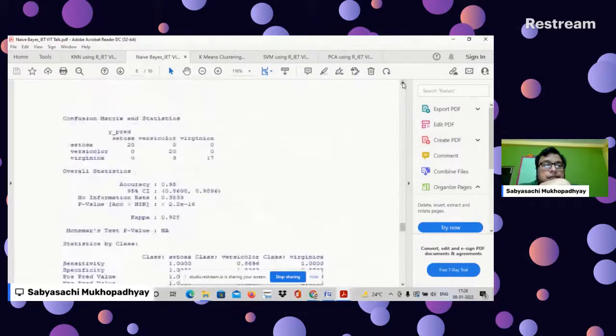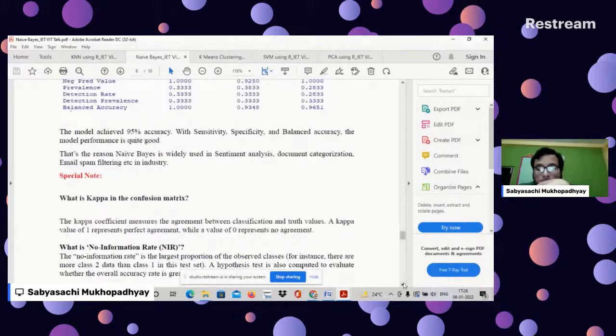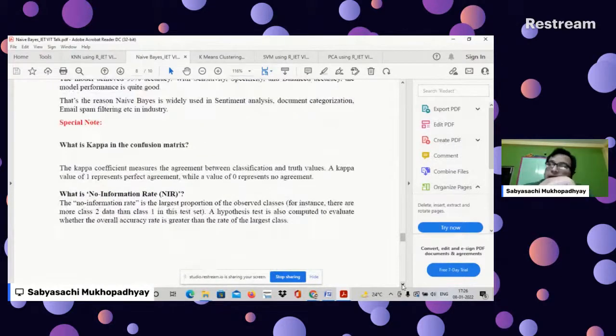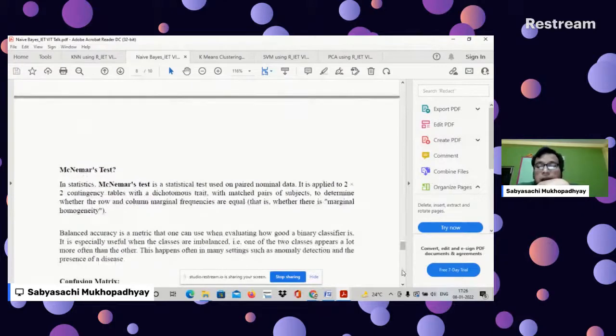If you see here, basically the accuracy is greater than NIR. That means our result is acceptable. Always remember that overall system accuracy should be greater than the accuracy of the largest class. So here you can find that. That is the no information rate.